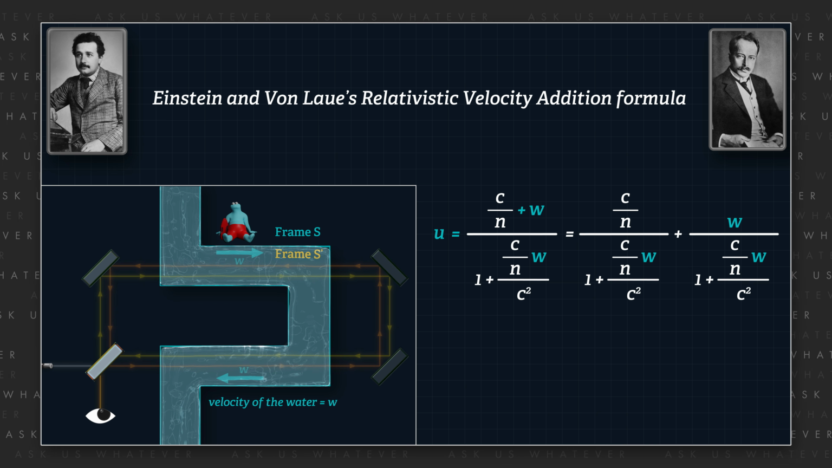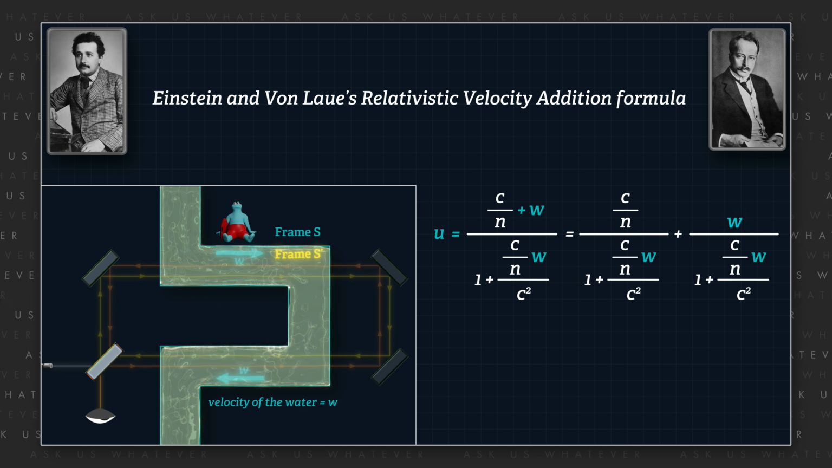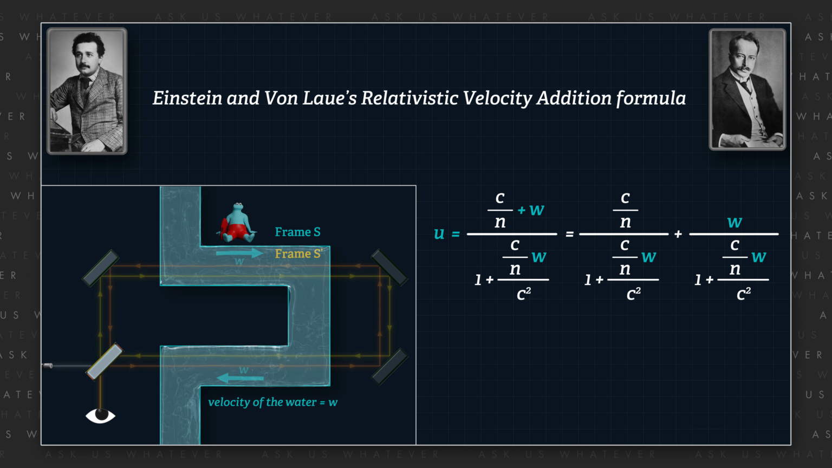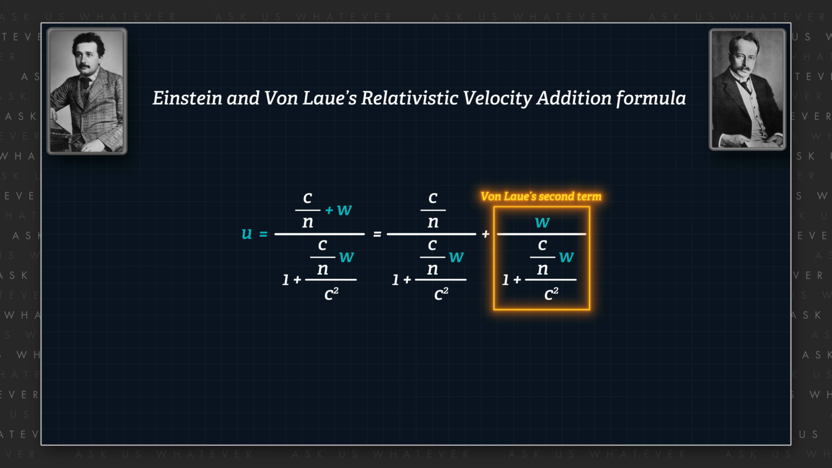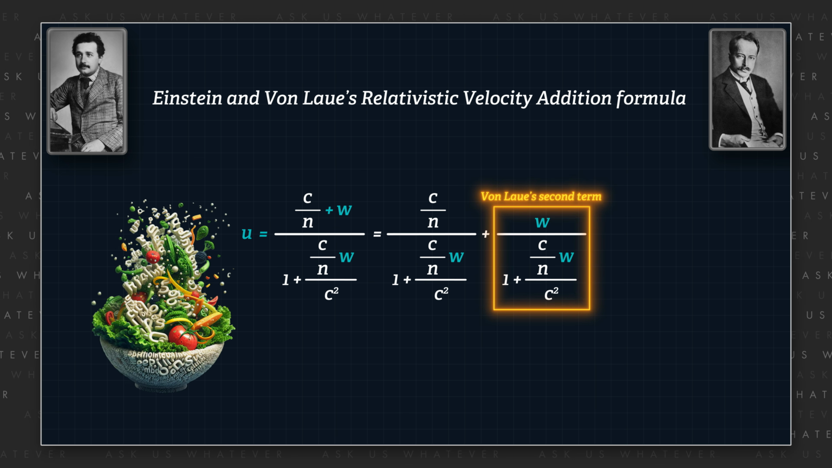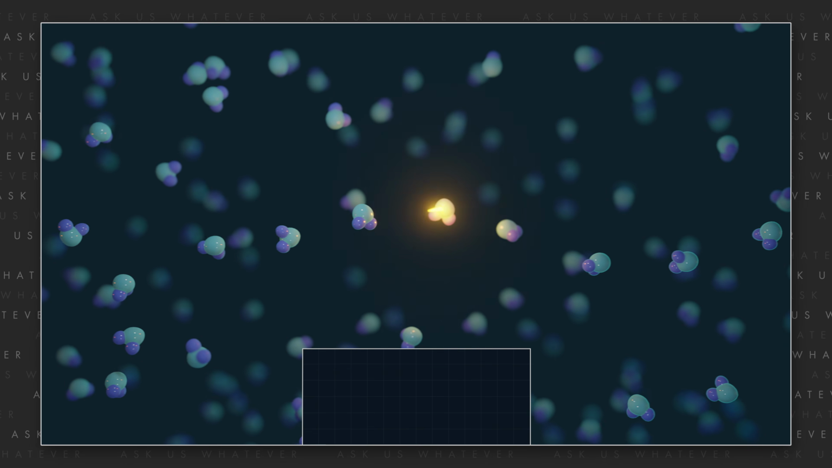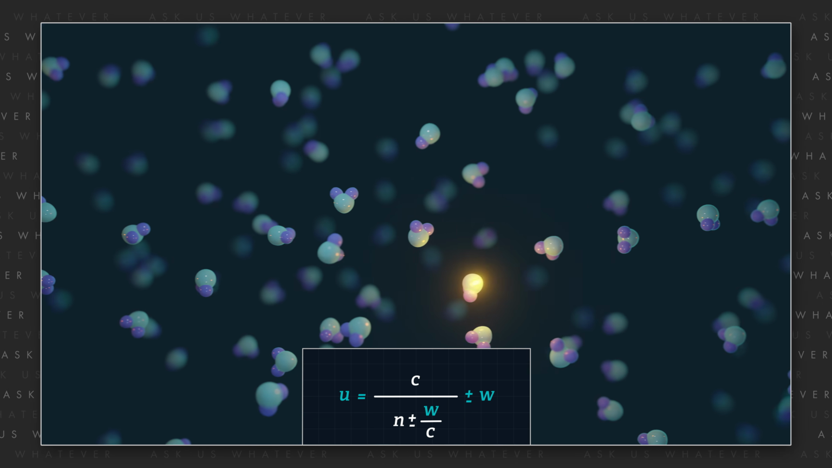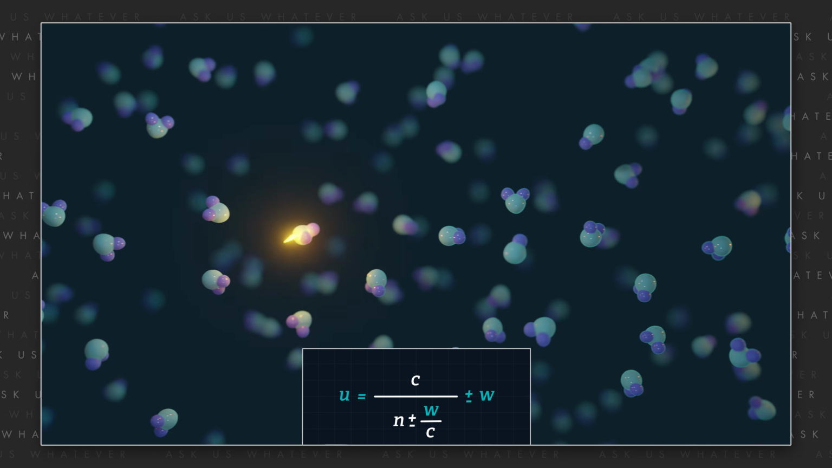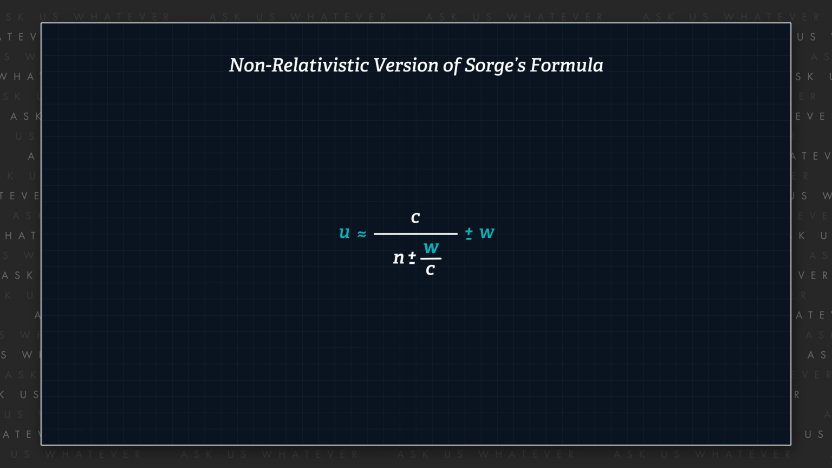Obviously it cannot be, since w is the speed of frame s prime, which in the case of the Fizeau experiment is the water speed of the experimental setup. Von Laue's second term is not grounded in reality. It's just part of the formula salad that makes up special relativity. My formula, on the other hand, conforms to an explanation grounded in the physical world. So let's explore the implications of the non-relativistic version of my formula.